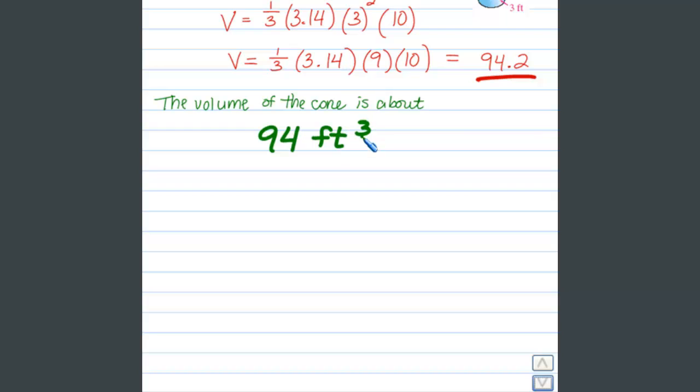So we can conclude then that the volume of our cone is about 94, and don't forget when you identify this to label it as cubic units. So in this case, we're going to have 94 cubic feet. That's a look at finding the volume of a cone. When you're trying to find the volume of a cone, take 1/3 times the area of the base times the height.